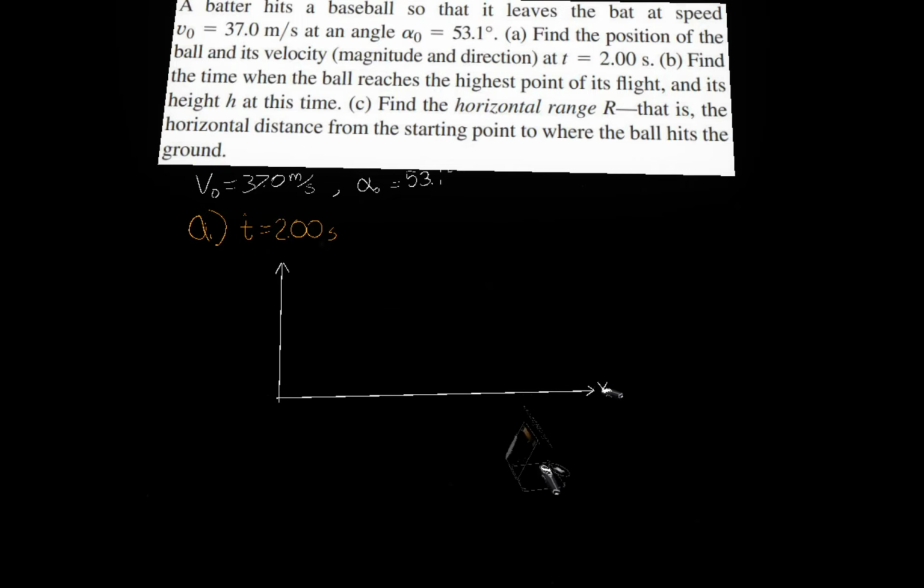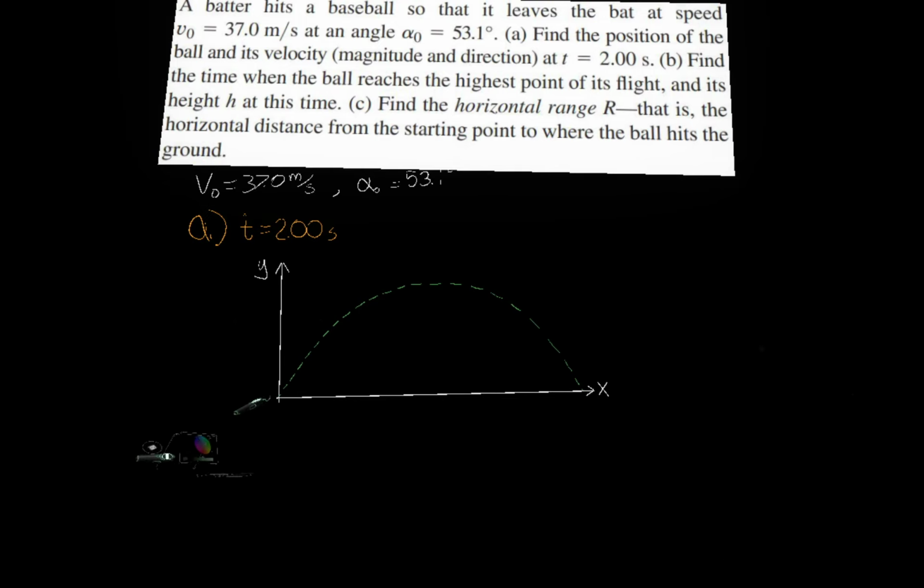This is going to be x, and this is y, and we have the path here. The path is going to be something like this. It's a nice hit of a baseball, yeah? So this is the bat, the batter maybe, right?